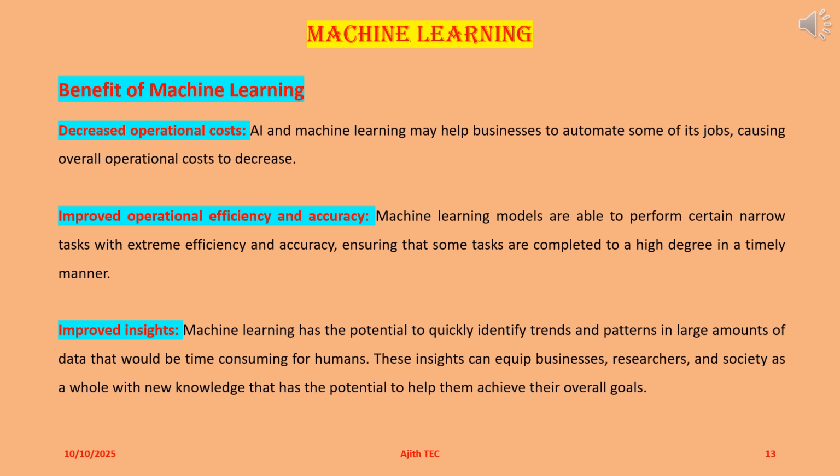Key benefits can be discussed with relevant information for better understanding. Decreased operational costs. AI and machine learning may help businesses to automate some of its jobs, causing overall operational costs to decrease. Improved operational efficiency and accuracy. Machine learning models are able to perform certain narrow tasks with extreme efficiency and accuracy, ensuring that some tasks are completed to a high degree in a timely manner.